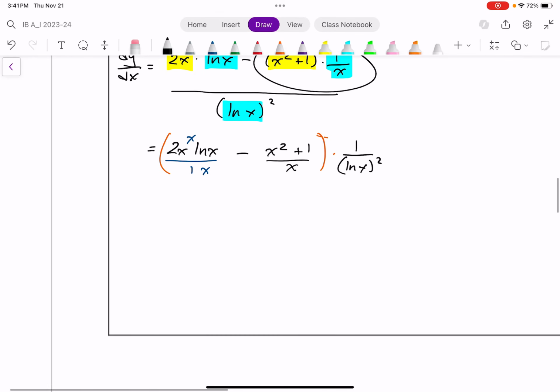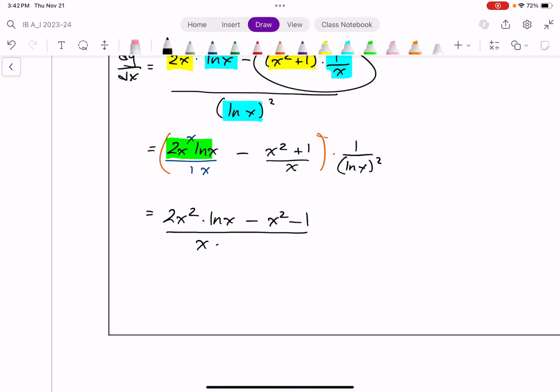All right, so now just to clean this up, if I look here, I have 2x squared, because I have an x times an x there to make my common denominator. So 2x squared times the ln of x minus x squared minus 1. Because again, I'm subtracting x squared and I'm subtracting 1. All of this is divided by x times the ln of x all squared.